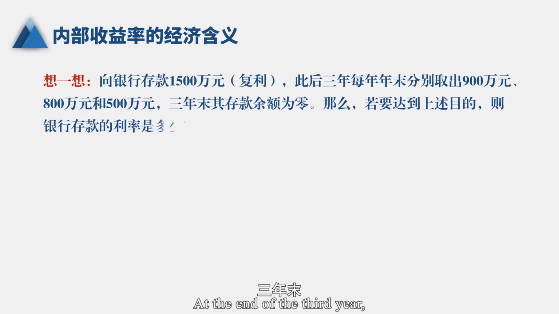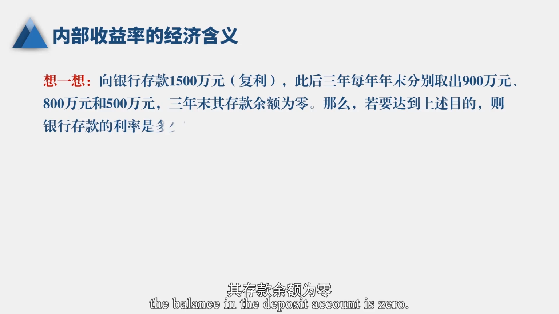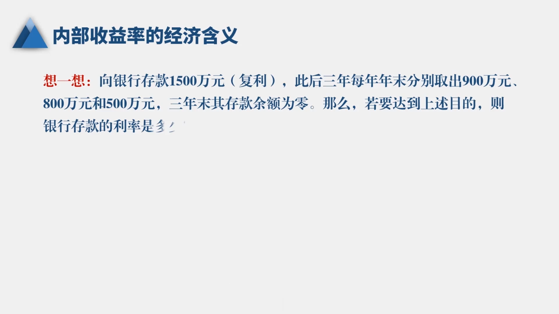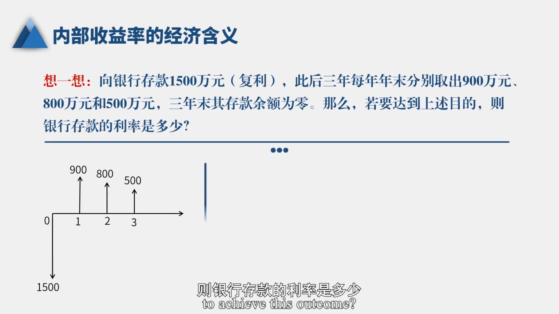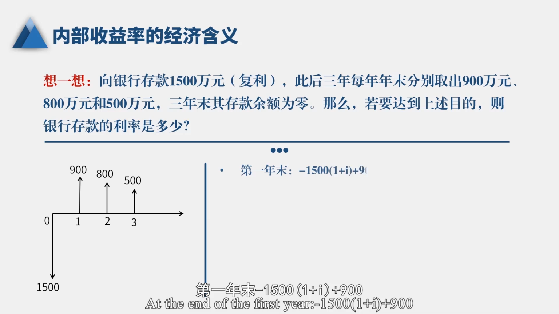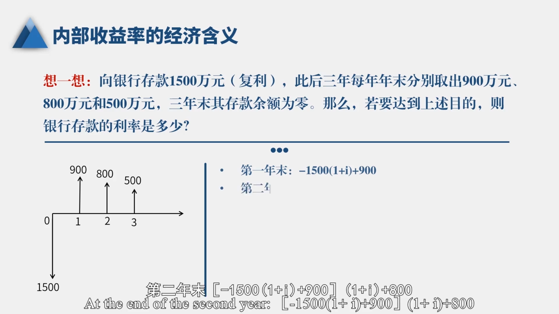At the end of the third year, the balance in the deposit account is zero. What interest rate must the bank offer to achieve this outcome? At the end of the first year: -1500 × (1 + i) + 900. At the end of the second year: [-1500 × (1 + i) + 900] × (1 + i) + 800.